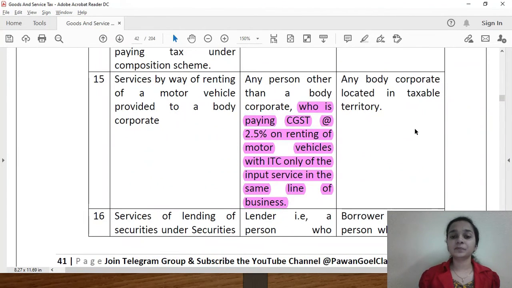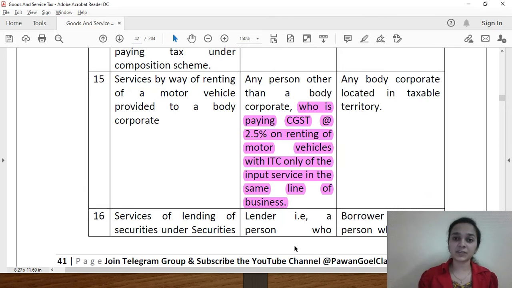So here, it is a person other than a body corporate who is paying CGST at the rate of 2.5% on renting of motor vehicles with ITC only of the input service in the same line of business, which means that यहाँ पे the person, the supplier who is supplying this type of service is a person other than a body corporate, but he is a person who is paying CGST at the rate of 2.5%, which means GST at the rate of 5% on renting of motor vehicles, and he is eligible to claim ITC only on the input service in the same line of business.